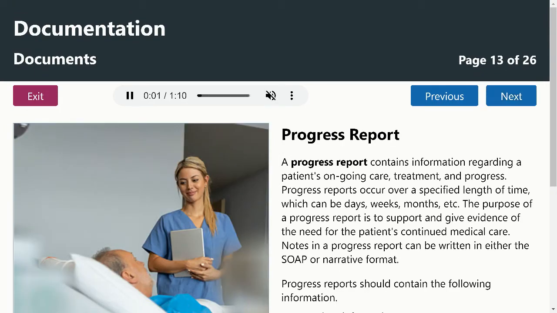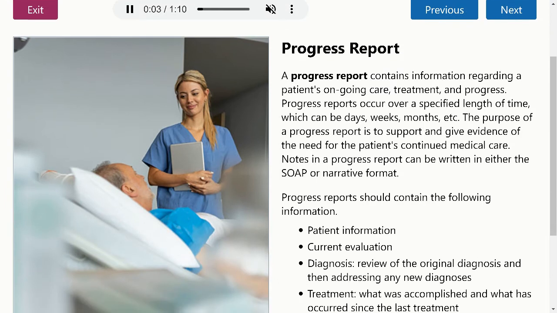Progress report. Progress report contains information regarding a patient's ongoing treatment and progress and care. Progress reports occur over a specified length of time, which can be days, weeks, months, etc. Purpose of a progress report is to support, give evidence of the need for the patient's continued medical care. Notes in a progress report can be written in either the SOAP or narrative format.